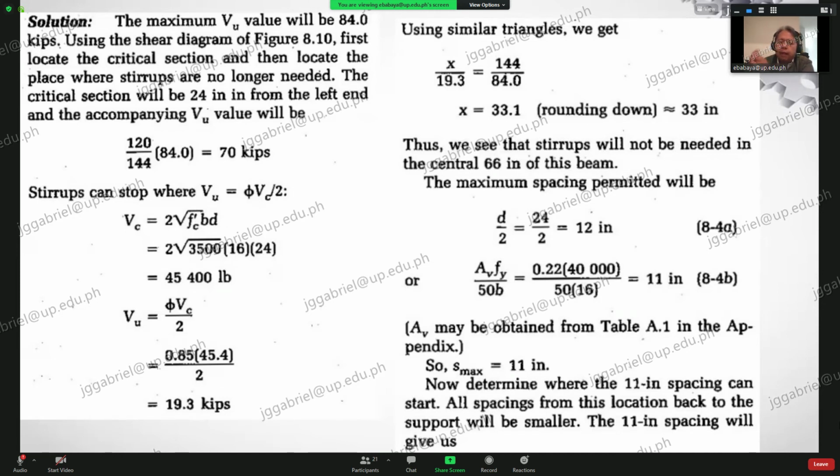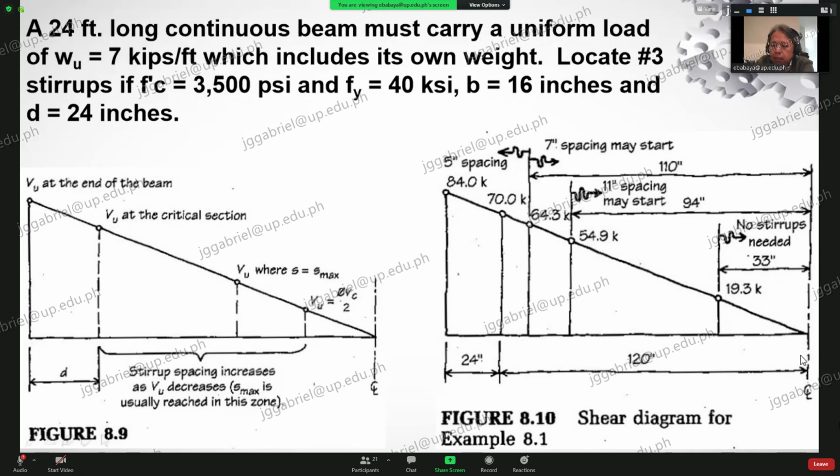Okay? So from midspan, this is the midspan, up to 33 inches, from the midspan you don't need any stirrups. The concrete will take care of the shear forces there. Now, from that point up to a certain region, your spacing is S max.